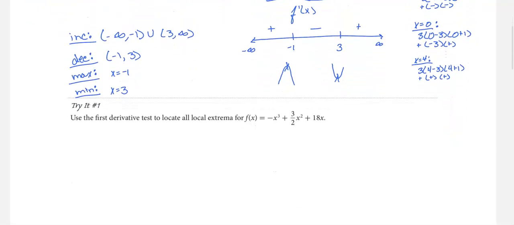Let's do another one. Let's use that first derivative test. So we're going to find the derivative. So we're going to get -3x squared plus 3x plus 18. I'm going to factor out a -3. And then let's factor this.